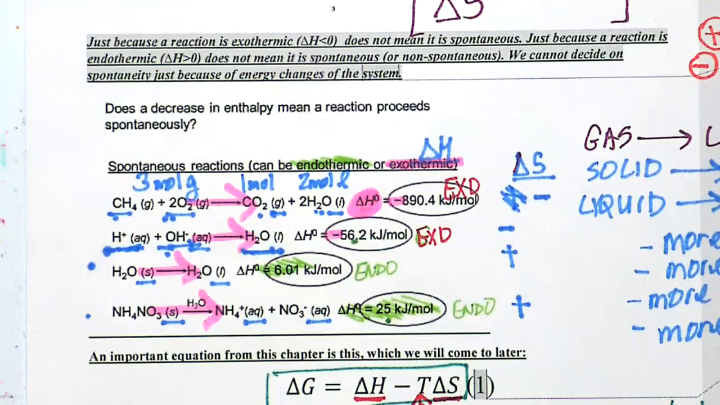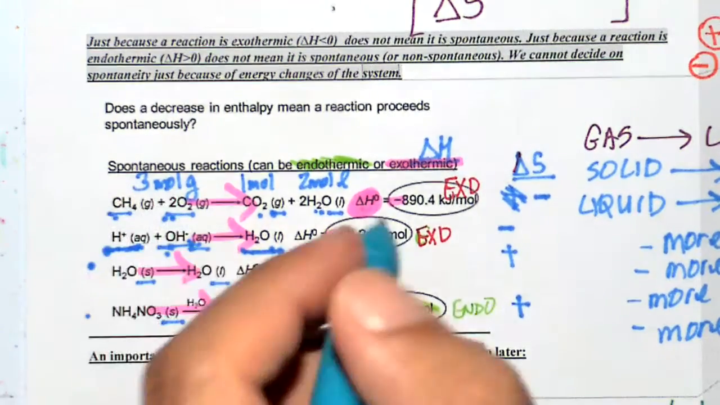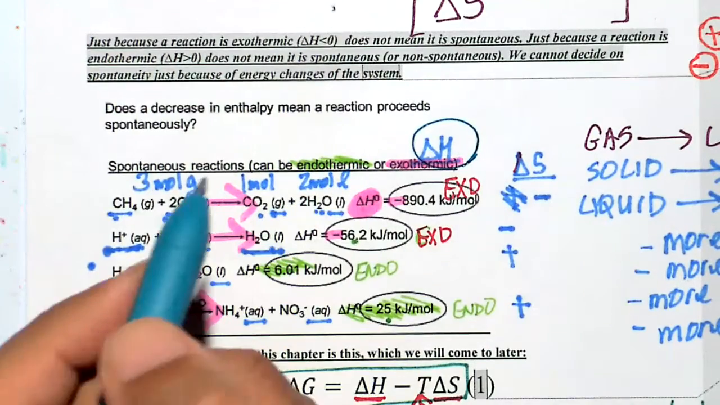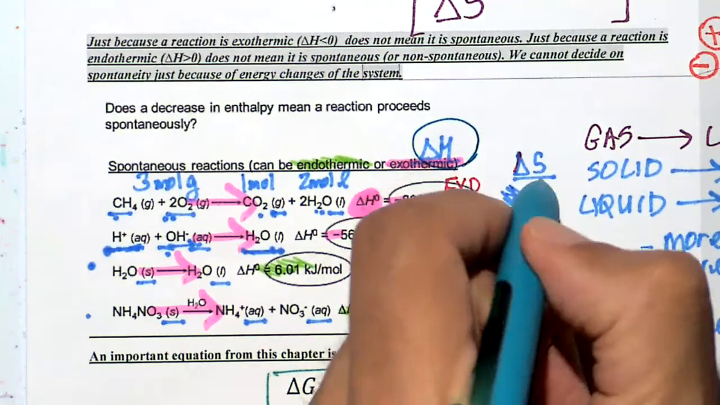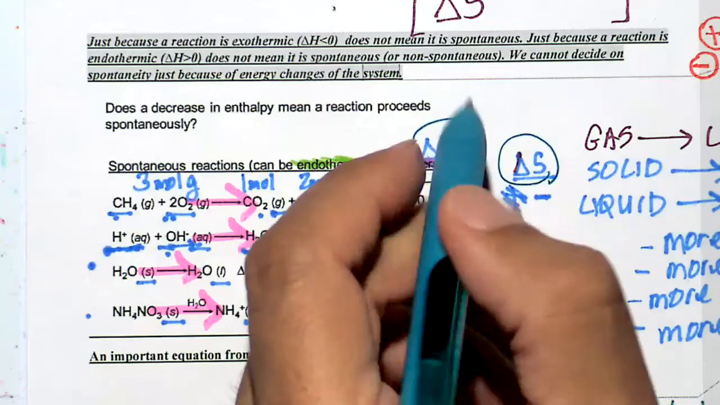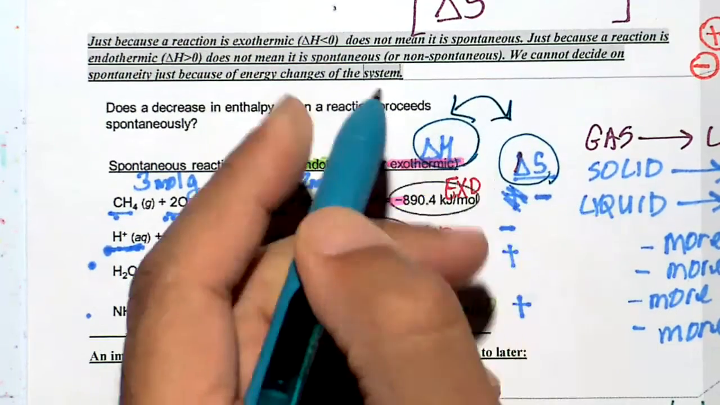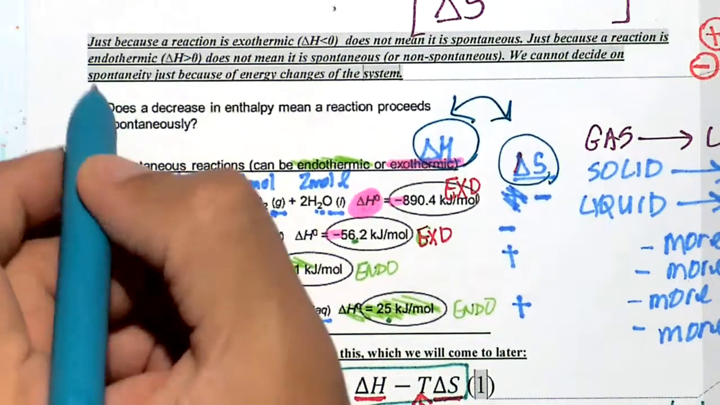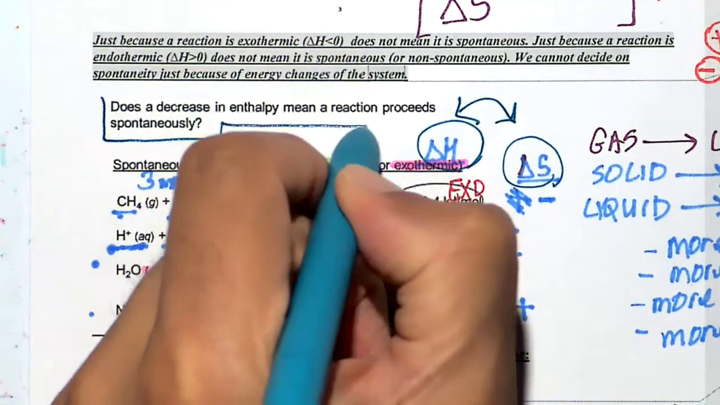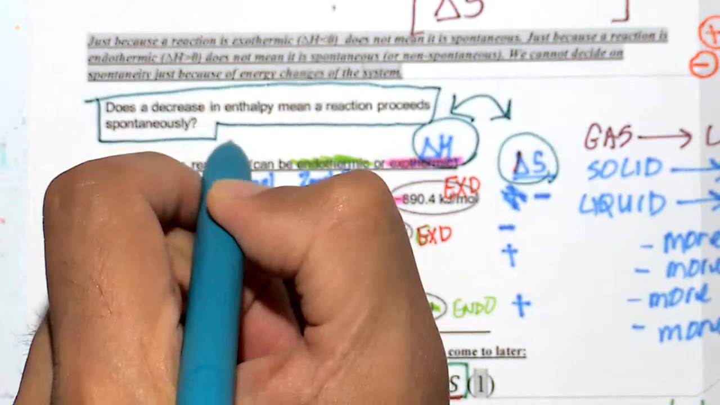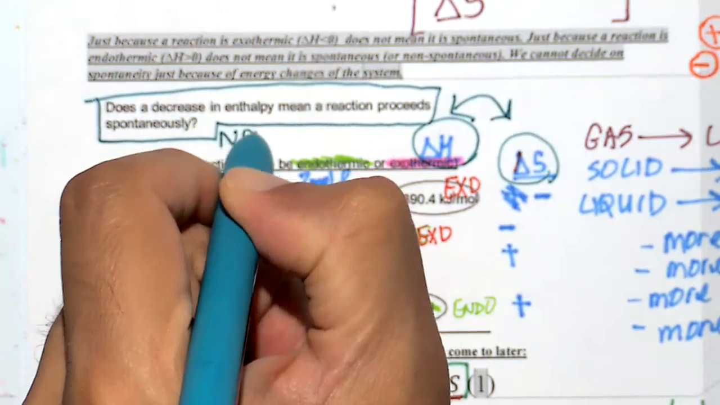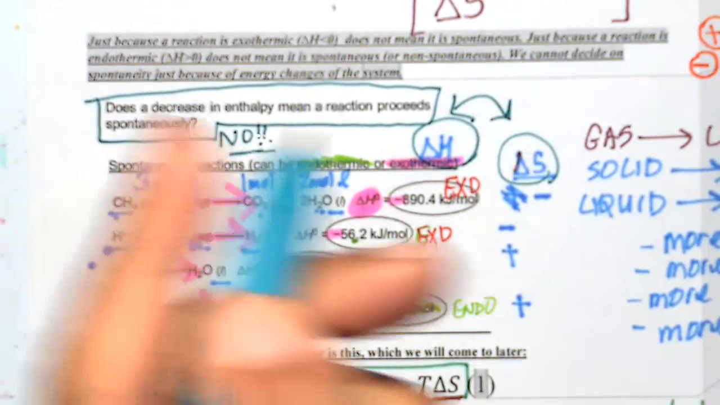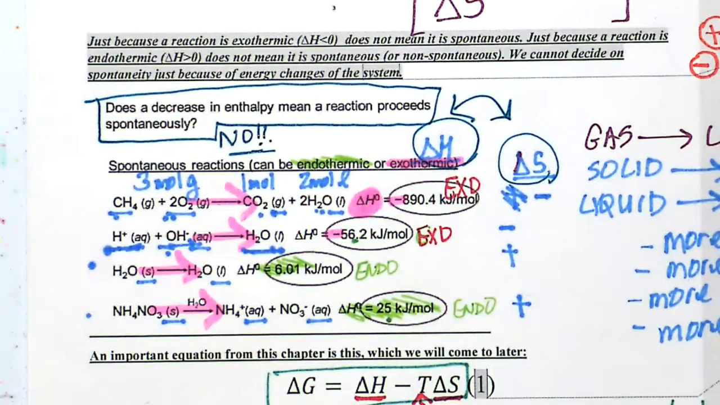All right, what's the point of all of this? The point of all of this is that it doesn't matter what your delta H is. Your delta H and your delta S are independent of one another. Does a decrease in enthalpy mean a reaction proceeds spontaneously? The answer is no. So you have to measure these independently.